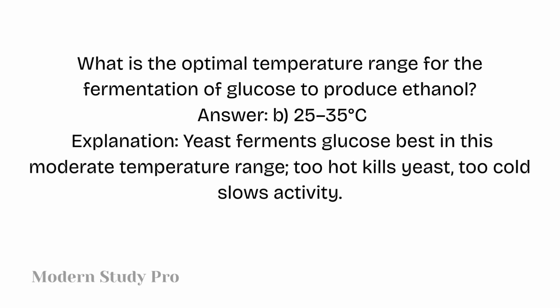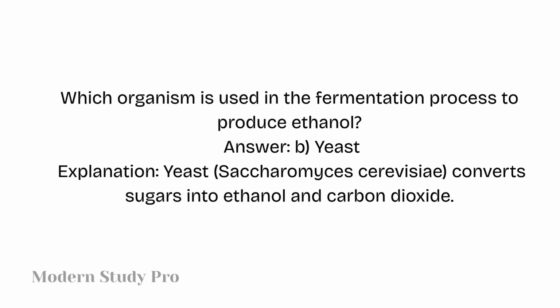Answer: B. 25 to 35 degrees Celsius. Explanation: yeast ferments glucose best in this moderate temperature range. Too hot kills yeast, too cold slows activity. 2. Which organism is used in the fermentation process to produce ethanol? Answer: B. Yeast. Explanation: yeast, Saccharomyces cerevisiae, converts sugars into ethanol and carbon dioxide.